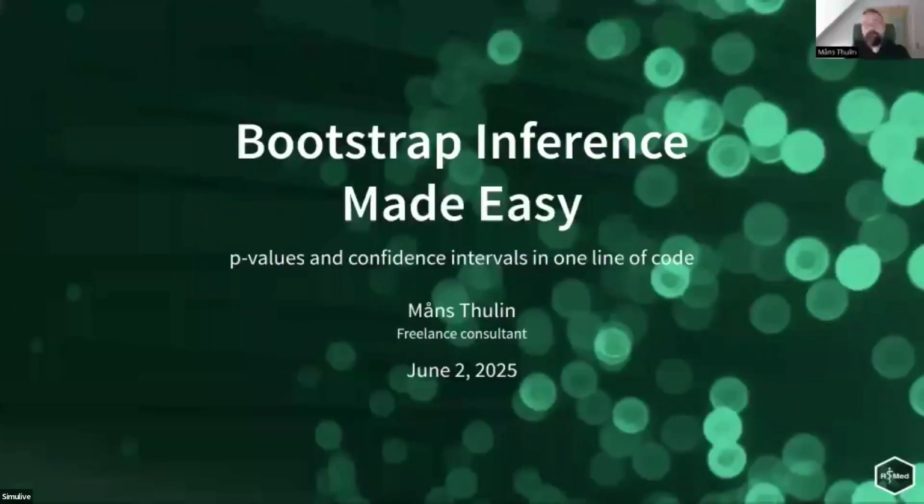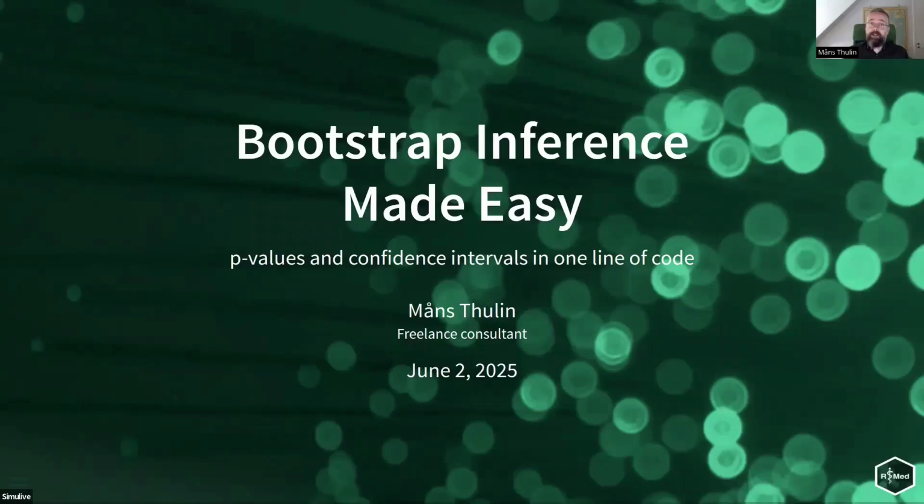My background is in academia, but these days I mostly work as a freelance consultant. I'm the author of the book Modern Statistics with R, and the creator of several R packages, including the boot.pval package that I'll be talking about today. So let's introduce the Bootstrap, starting somewhere else.